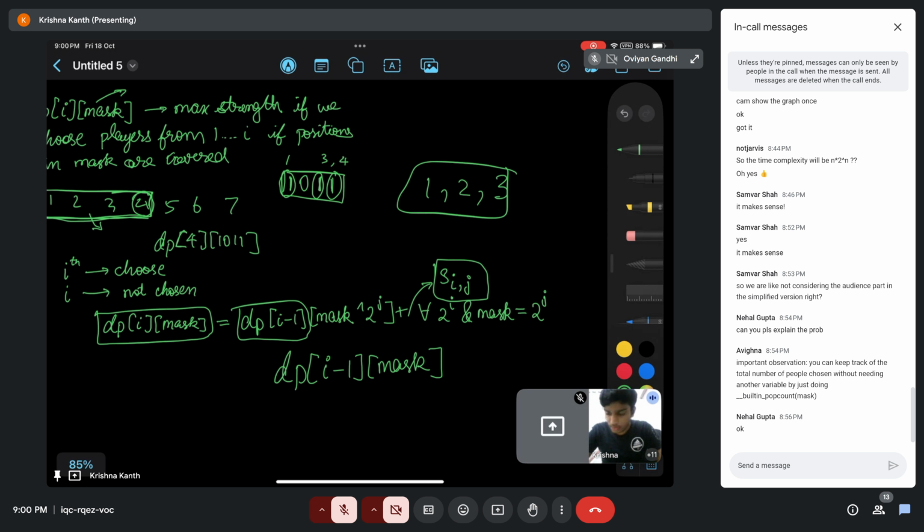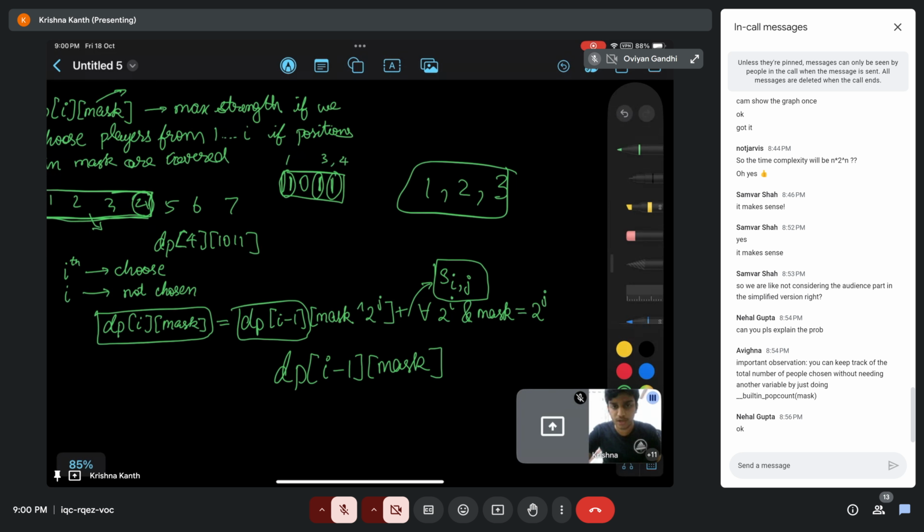Okay, so this is a standard problem where you want to choose some number of people for some positions such that you maximize the score. But when you're not choosing a person for any position, you can also choose him for the audience. So now this is not exactly the bitmask part. It's the hard part of this problem.